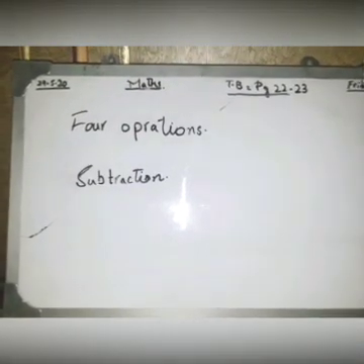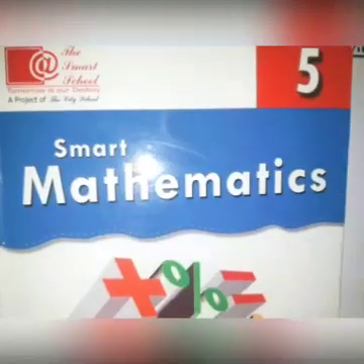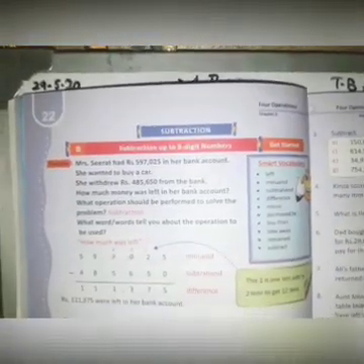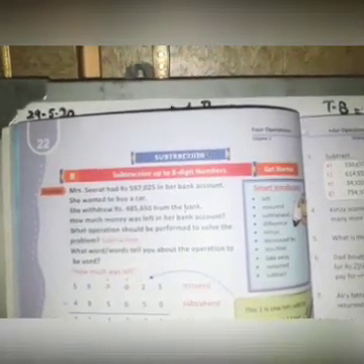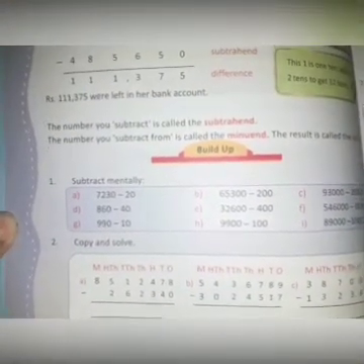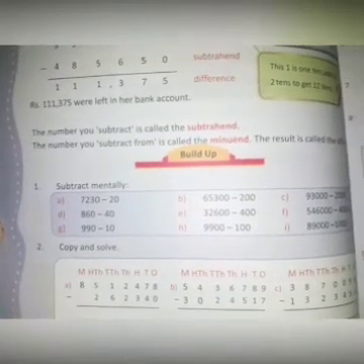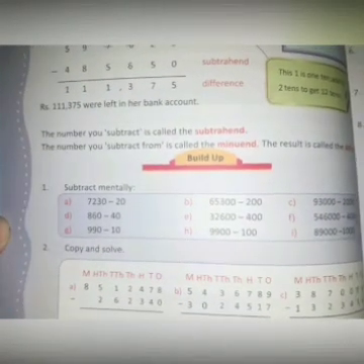Textbook page number 22 and 23. Chapter is four, operation, and the topic is subtraction. On page number 22, topic subtraction. Now build up. Question number 1 is subtract mentally. You can also subtract it mentally. If you can't, you can solve it in your neat copy.